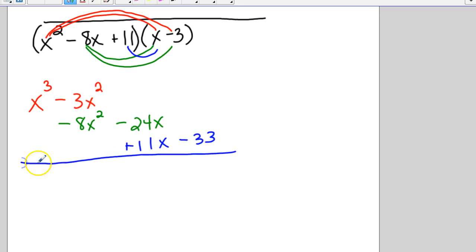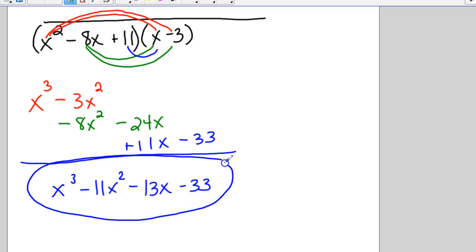When I put all this together, I get x cubed minus 11x squared. 24 and 11, that's going to give me 24 and 10 is 14, and one more is going to give me 13. So this is minus 13x minus 33. And this is my polynomial written in standard form.